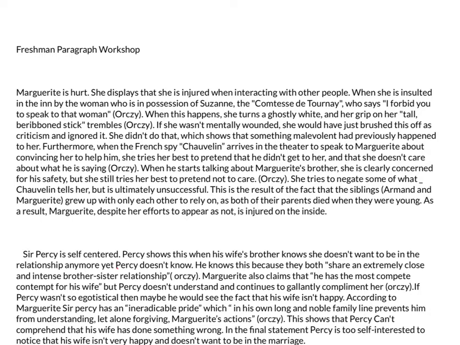So let's take a look at this one. Marguerite is hurt. What is it? Okay, excellent. That is a topic sentence. If it is a correct topic sentence, what would we compare it to? I hope you said that should be compared to an umbrella, where you can have your two arguments that fit neatly underneath. Next up, she displays that when she is injured when interacting with other people.